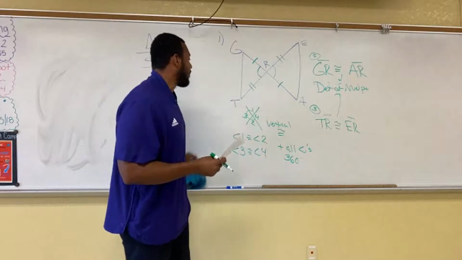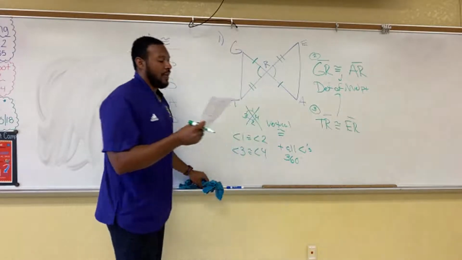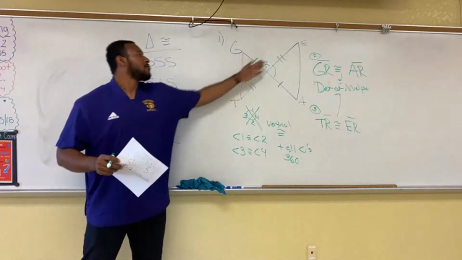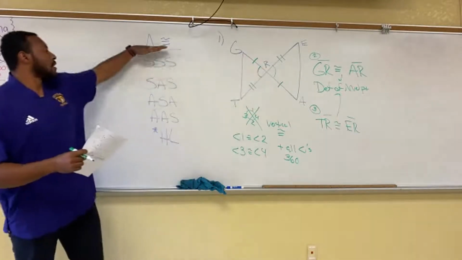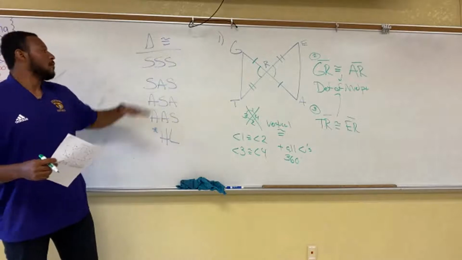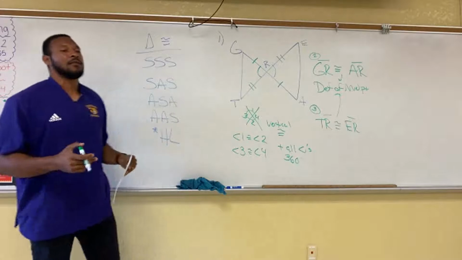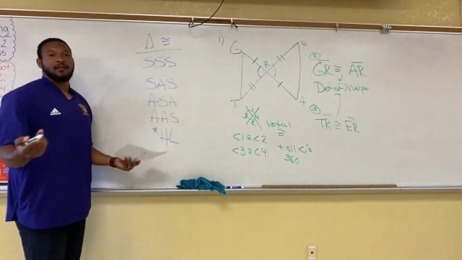Now, let's look at number 5. Ooh, number 5 is my favorite one. And now, all you gotta do here is the easiest part. Based off what you have drawn up, and based off your 5 choices, which one of these 5 choices matches up with what you have here? Which one, you say? Side, angle, side.